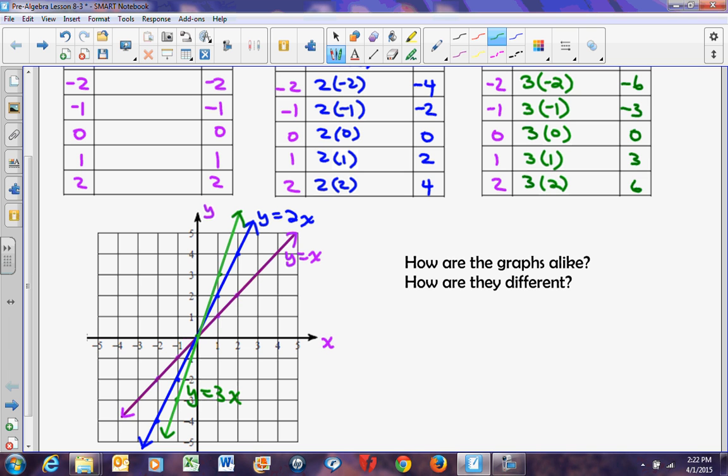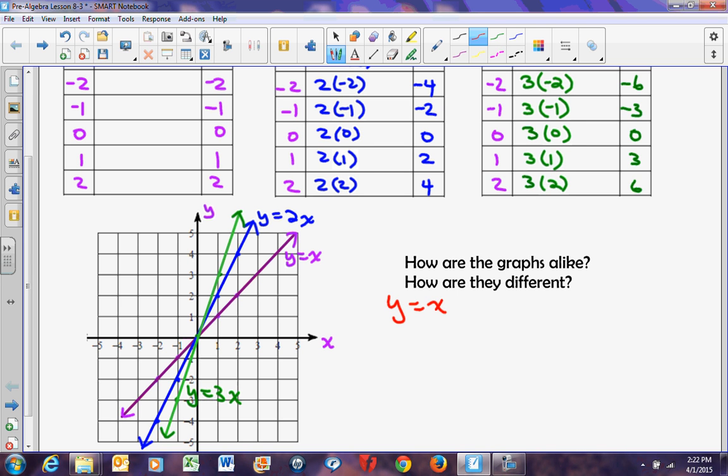So if you look at these, how are these graphs alike? Well, they all three go through the origin, don't they? All three of them go through the origin. How are they different? Well, some are steeper than the others. The purple line is the least steep, the blue line is middle steepness, and the green line is the most steep.